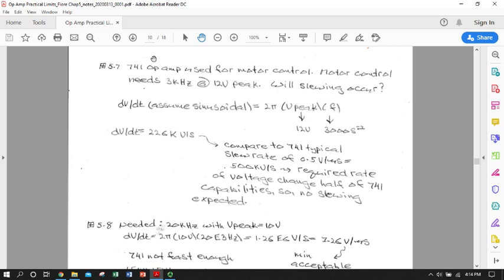So here's just a quick example. This is example 5.7. You've got a 741 op amp, somebody's using it to control a motor. The motor control needs 3 kilohertz at a 12 volt peak. So will we get slewing? Will we get distortion? Okay, so we'll assume that the motor control, this is a motor, so we're assuming that things are sinusoidal. Motors and generators generate sinusoidal or use sinusoidal signals.